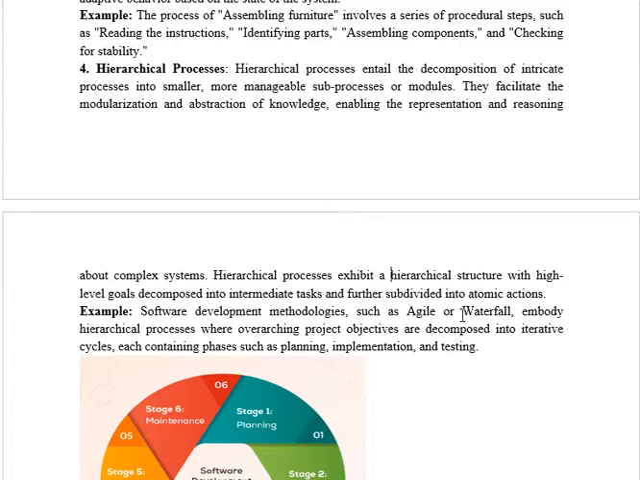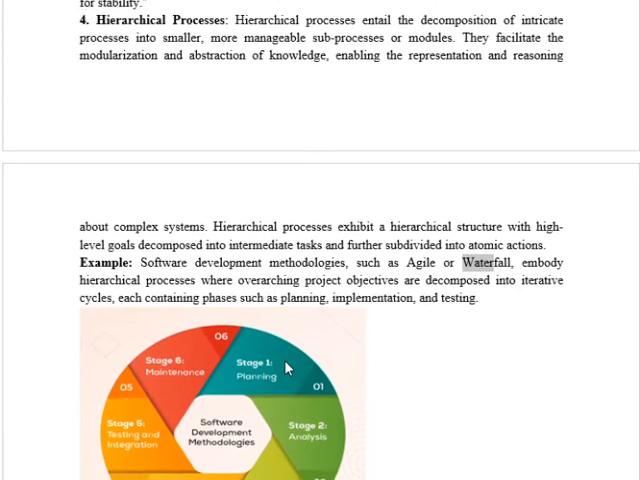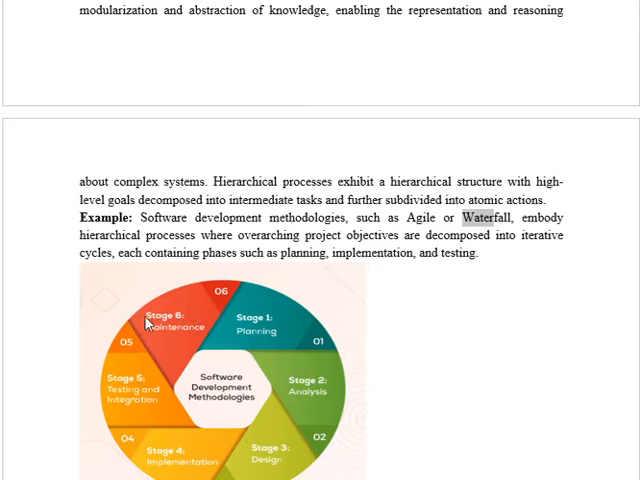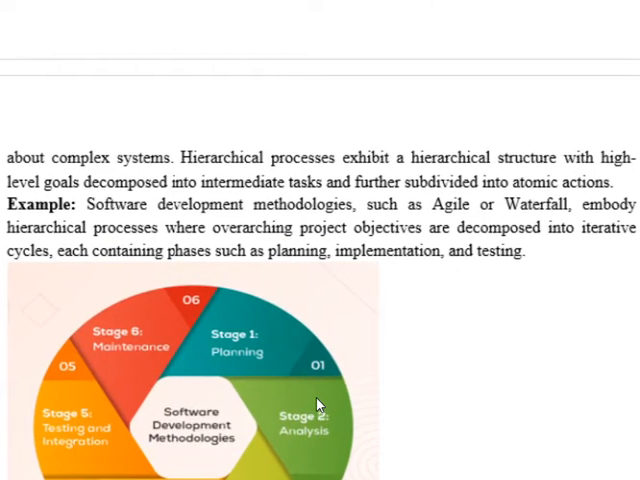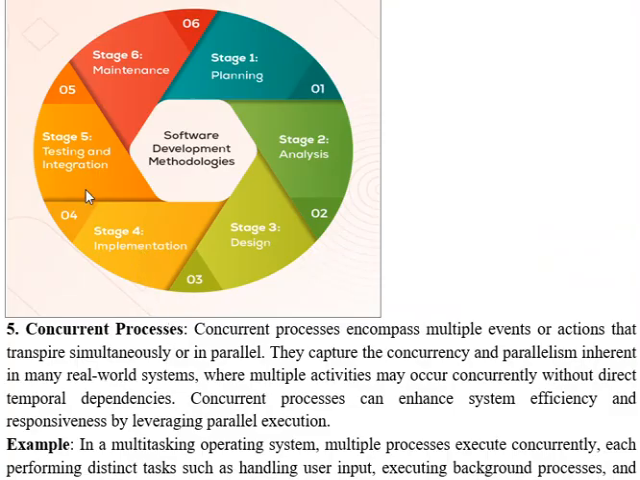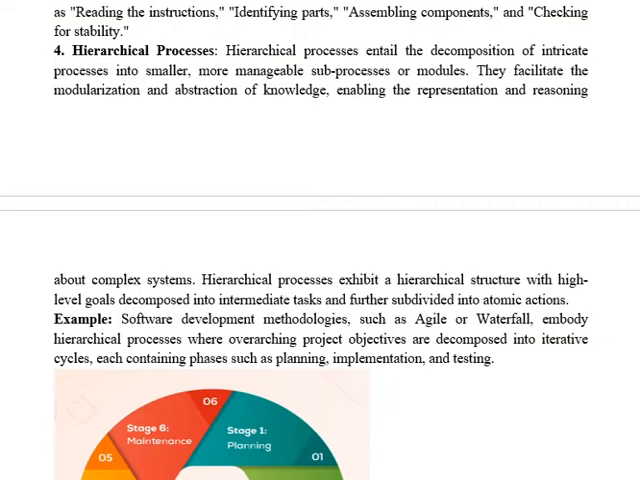Okay, for example, you know what a waterfall model is. Here it is in the form of circles: planning, implementing, testing. First will be the planning, then analyzing, then design, and implement, and integrating, and testing, and maintaining. These are the steps we have to follow for the software development methodology. So this will be in the form of a hierarchical tree, one level after another, in a structured format. Remember that.